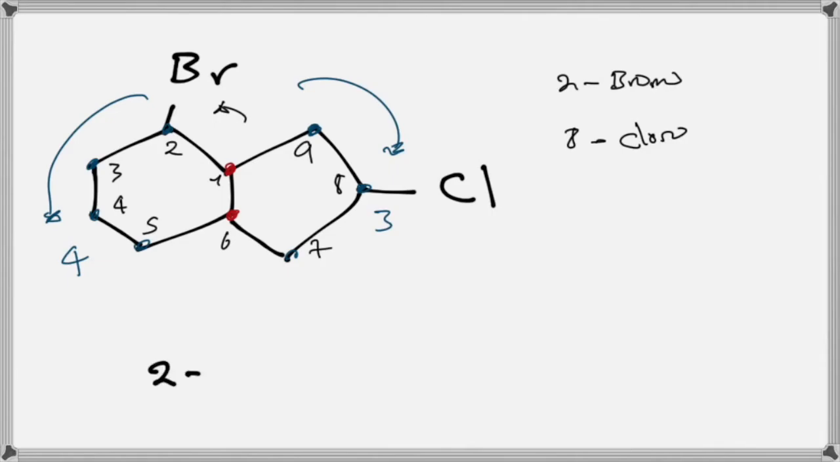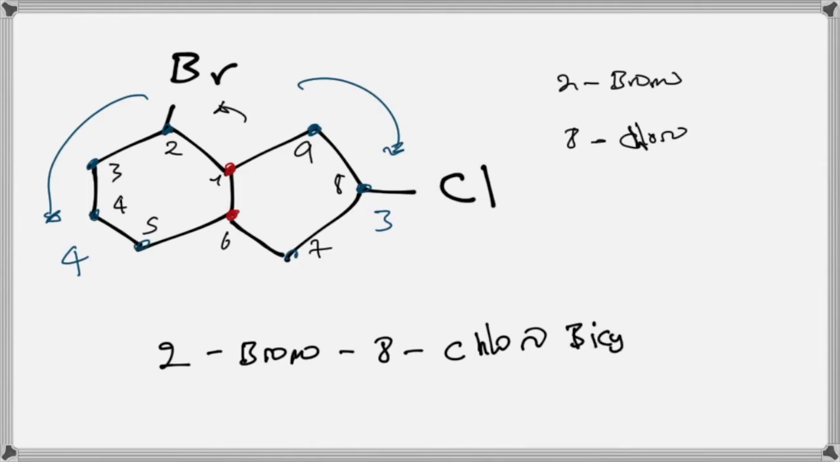2-bromo-8-chloro, sorry, there's an H here too, chloro, bicyclo [4.3.0] nonane. So that way, guys, it's going to be how you're going to name bicyclic compounds.